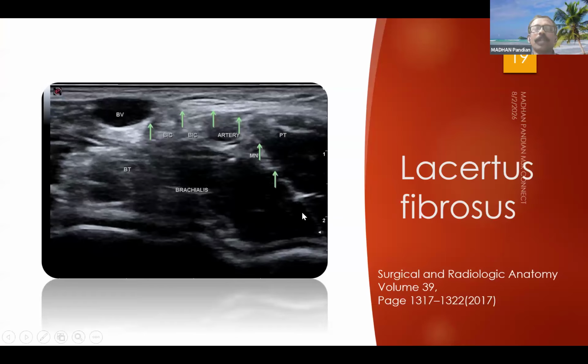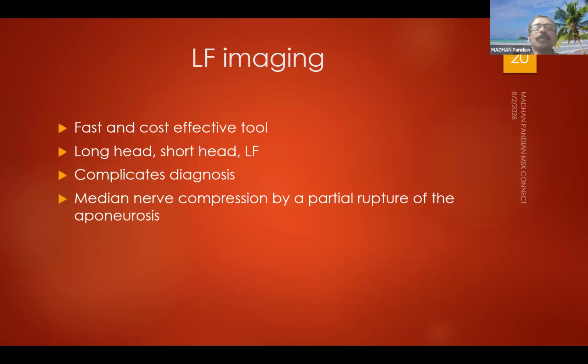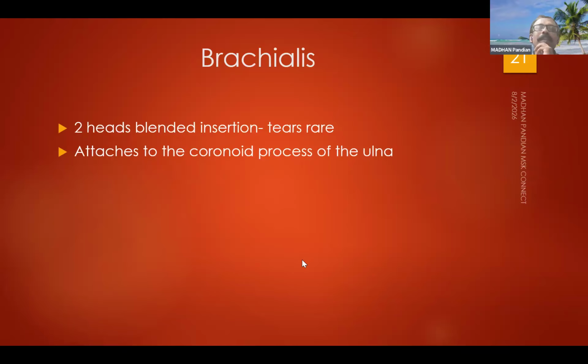So this is how it looks like, the lacertus fibrosis. You can see it goes above the median nerve, above the artery, and you can see the two heads of the biceps, and again gets below the biceps head. So you can see the continuity of the lacertus fibrosis is of utmost importance to look for whether there is any injury to the distal biceps tendon. So it actually gives a lot of value if you actually look at the lacertus fibrosis.